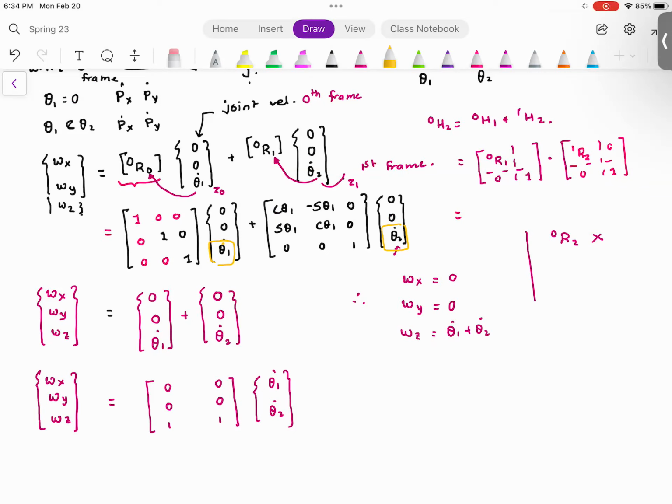Everyone understood this? And 0R0 is always identity. 1R1 is identity. 2R2 is identity. Everyone understood this?